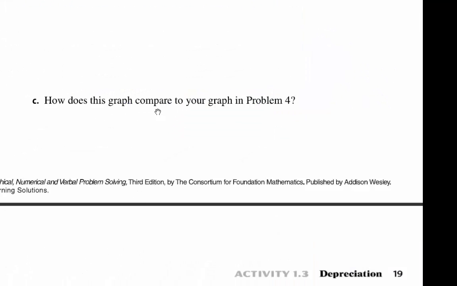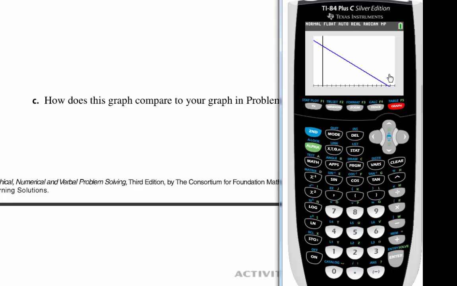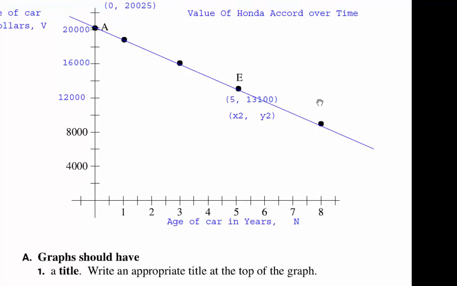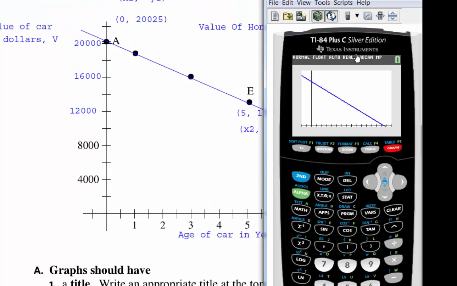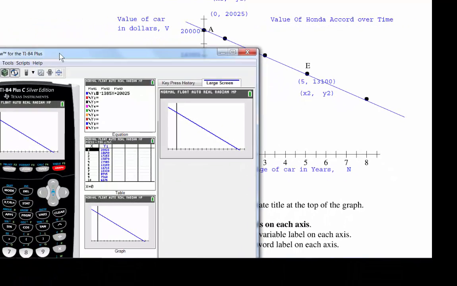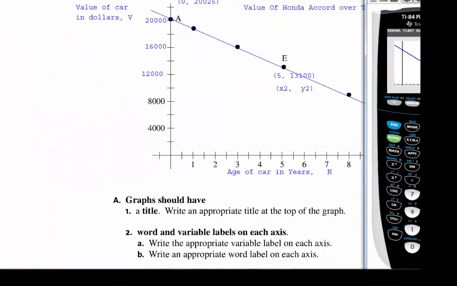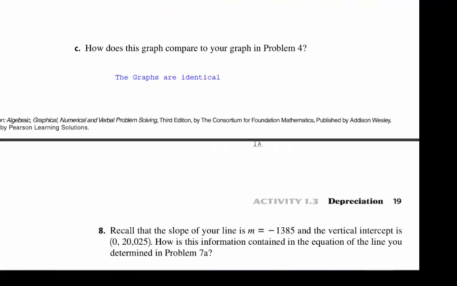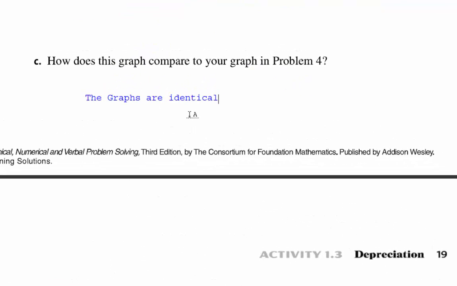The next question asks, how does this graph compare to your graph in problem 4? So here's the graph from our calculator, and here's the graph from problem 4. And you can see they're basically identical, right? We have the same graph. So we'll just say the graphs are identical.